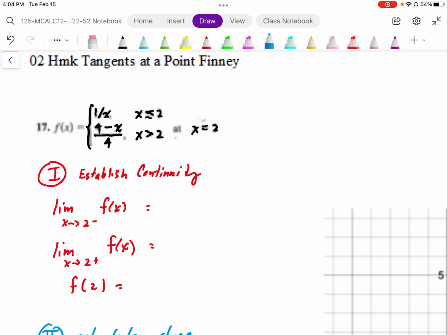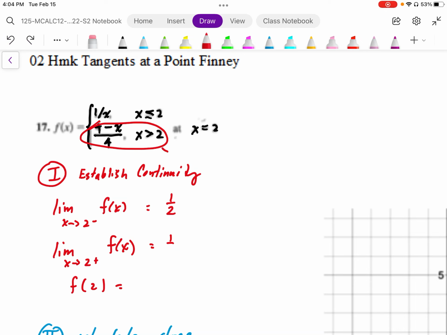To establish continuity, we need to make sure that the left-hand limit and right-hand limit at 2 equal the f value at 2. So as I plug in, as the limit as x approaches 2 from the negative side, I'm going to end up with 1/2. I plug it into this portion here. Okay, and then I'm going to establish the limit from the positive side. So I'm going to plug in x equals 2 from this side. So this is going to end up being 4 minus 2 divided by 4, which simplifies to 1/2. So the left-hand limit and right-hand limit are the same.